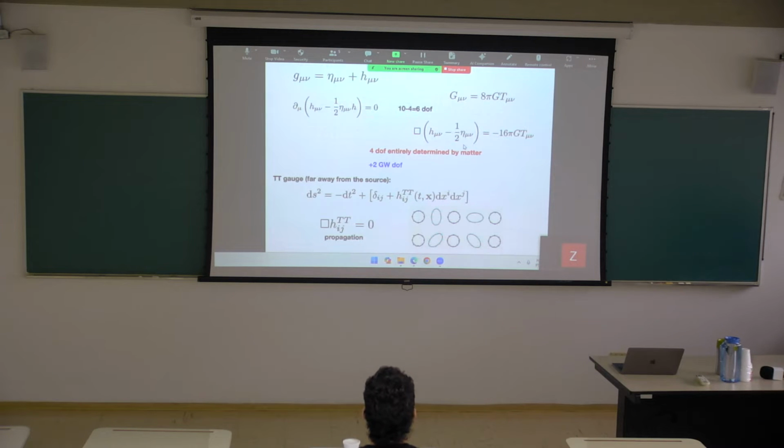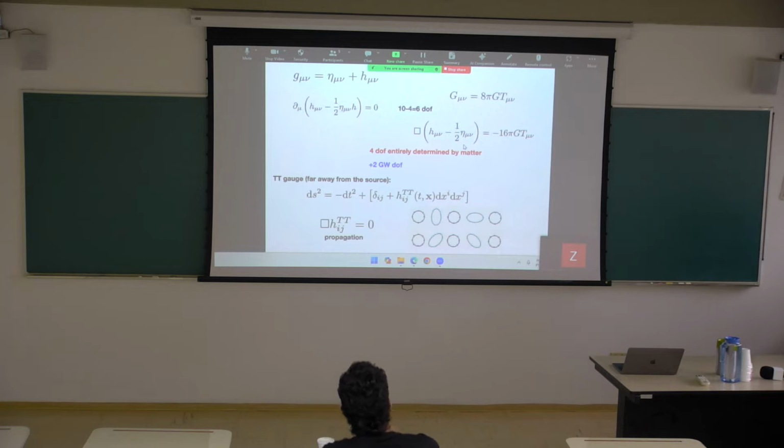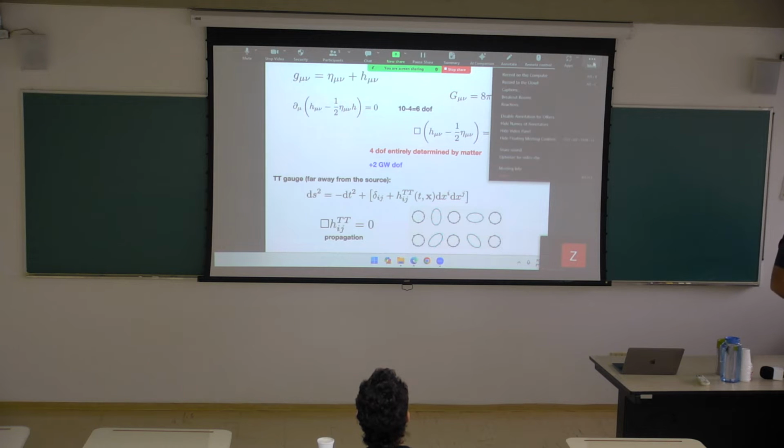Please, go ahead. Yes, so things to remember from last time, basically the equation for the wave, which is box h equal to T mu nu. Yes.